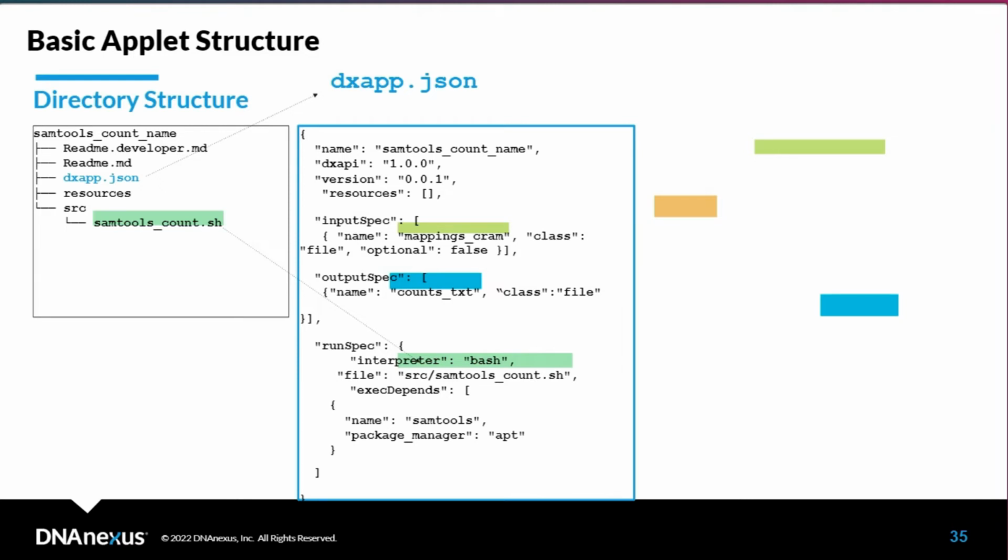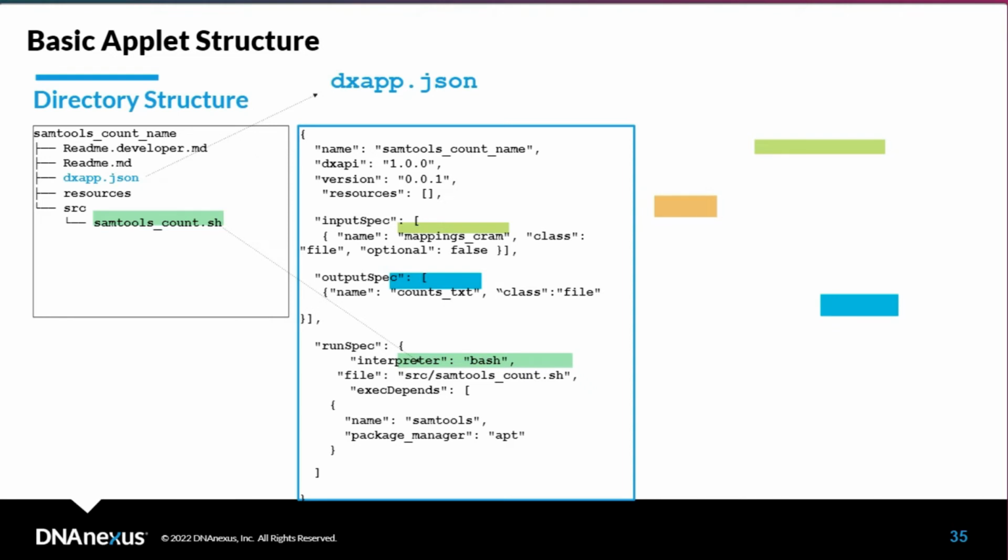counts.txt. And what is also an important component of dx_app.json is the run spec section, which is telling the applet during the build which interpreter should be used. Here in this case, we are considering Bash, but typically it could be, for example, Python. And then we are specifying the file, which is wrapping all the main logic, to the shell script.